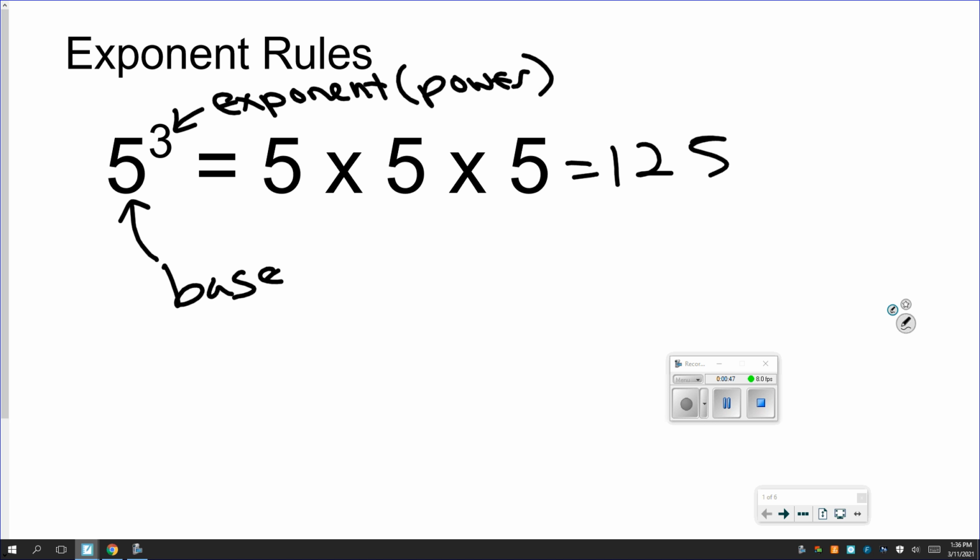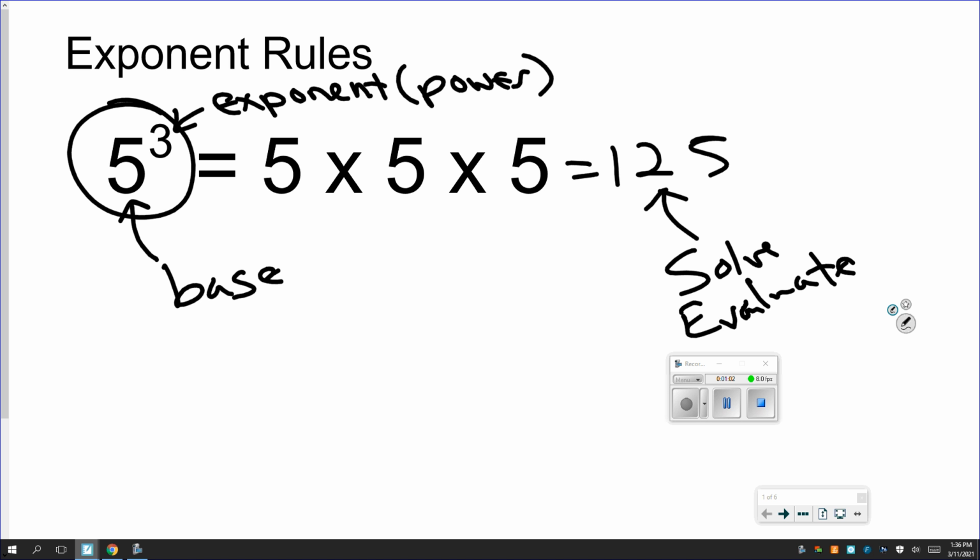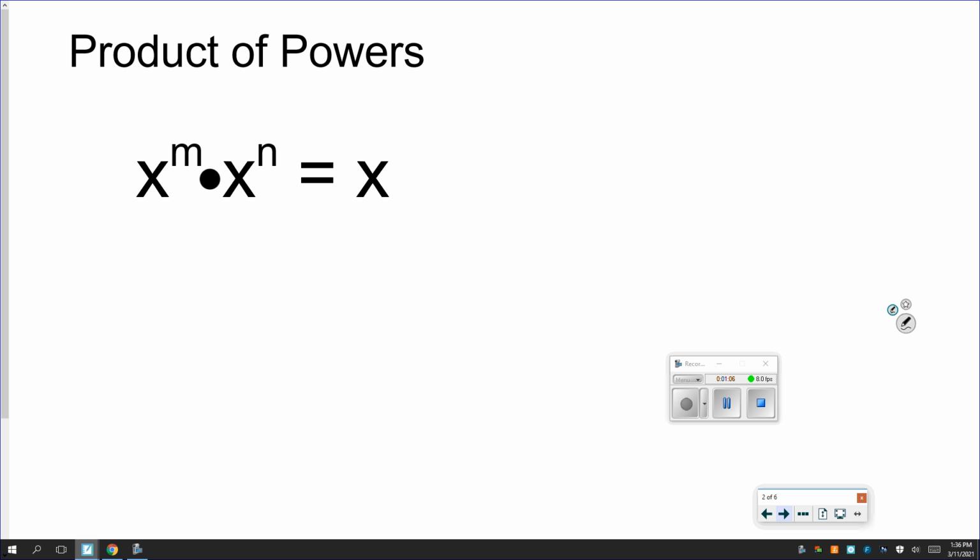So the only time we really want to care about that last part is if it actually says solve or evaluate. Alright, so otherwise, we're going to be leaving things in exponential form. So this thing right here is your exponential form. Alright, so our first rule that we talked about with exponents was product of powers.